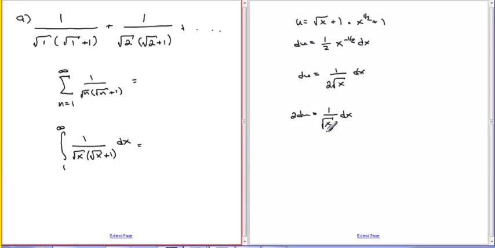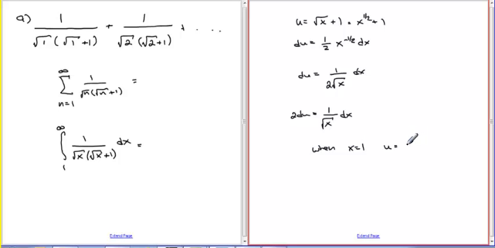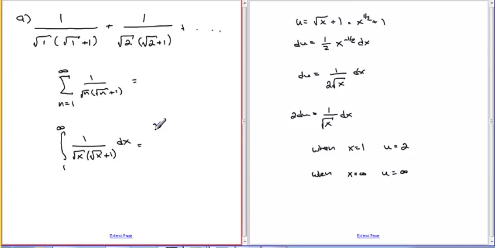So then, with my u substitution, let's change the limits. So when x equals 1, u equals 2. Because I have the square root of 1 plus 1. And when x equals infinity, u equals infinity. Get the square root of infinity, which is still infinity, plus 1, which is still infinity. So our integral becomes infinity. I need to explain what we've done here. 2 du.